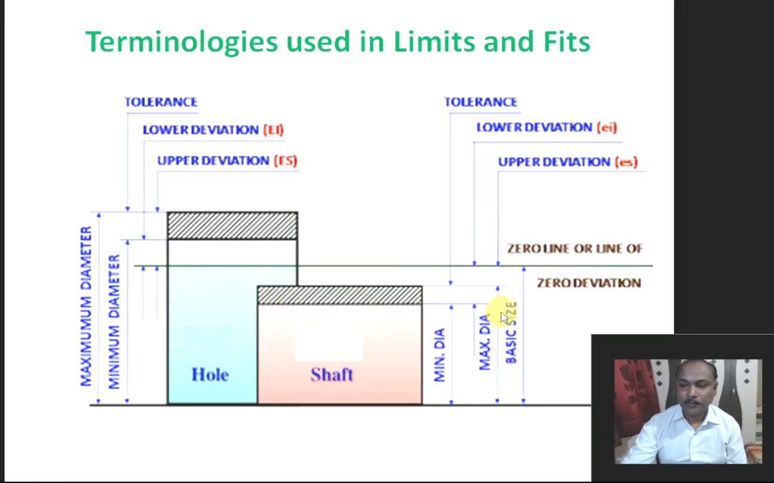Now the maximum diameter of the shaft and the basic size gives the upper deviation. The minimum diameter of the shaft and the corresponding basic size gives the lower deviation. Now here the upper deviation is closer to the zero line, so this upper deviation is called the fundamental deviation. This hatching region which is shown is the difference between the maximum and minimum diameter. It is called the tolerance.